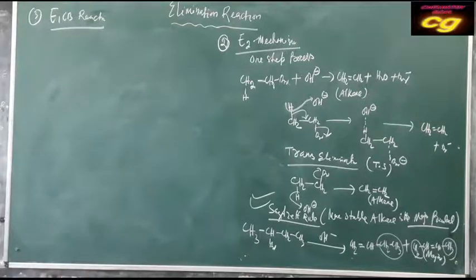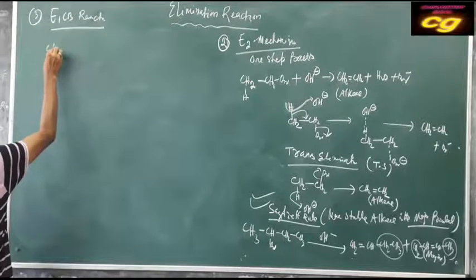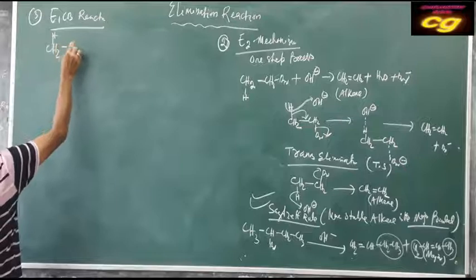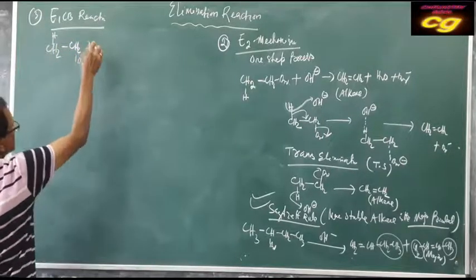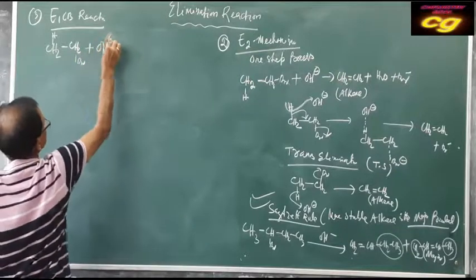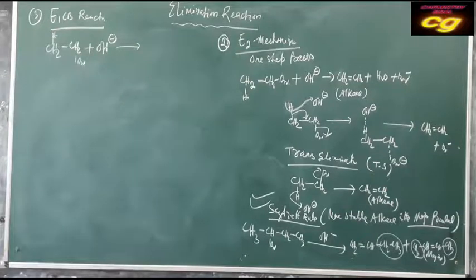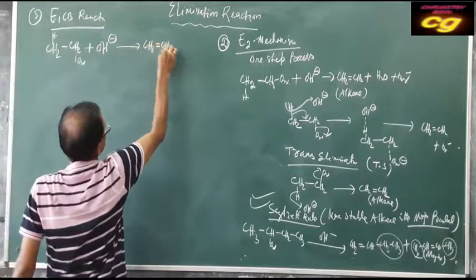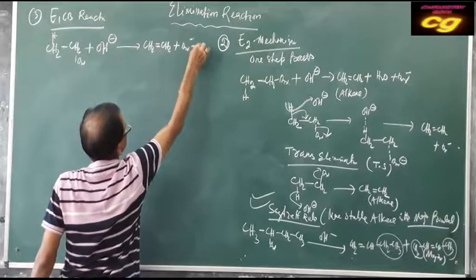In E1CB, what happens? The first step, if you take the same thing, CH2 single bond CH2Br in the presence of OH minus. Here, what happens? It is a two-step process. In E1 the product is the same, CH2 double bond CH2 plus Br minus.